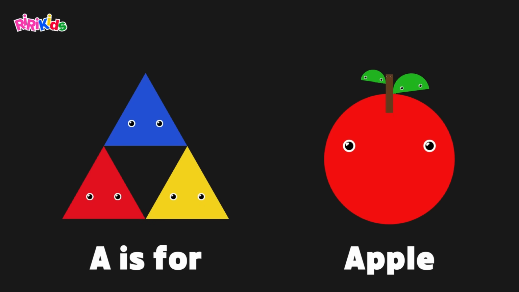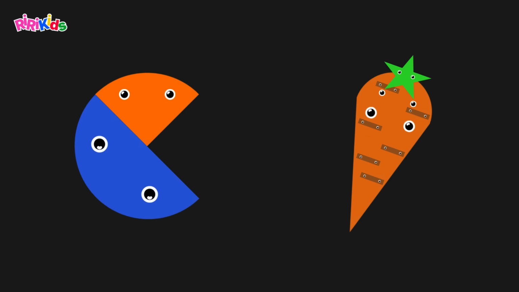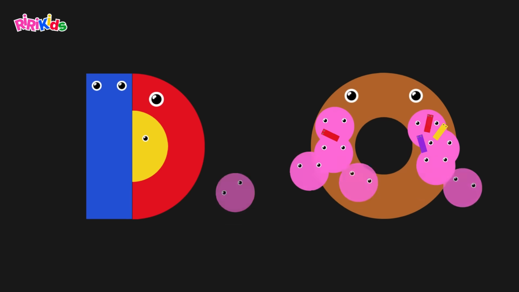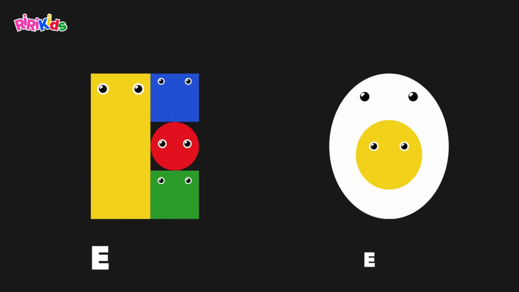A is for apple. B is for banana. C is for carrot. D is for donut. E is for egg.